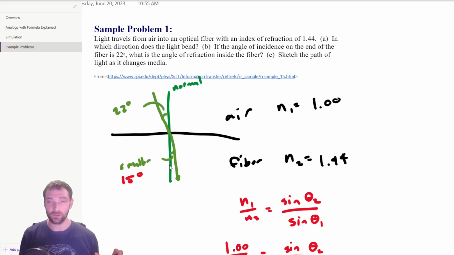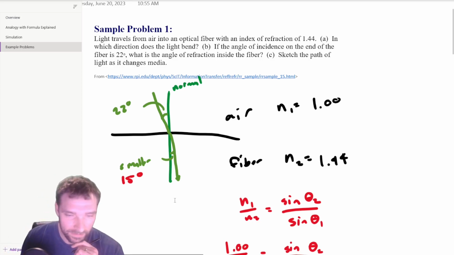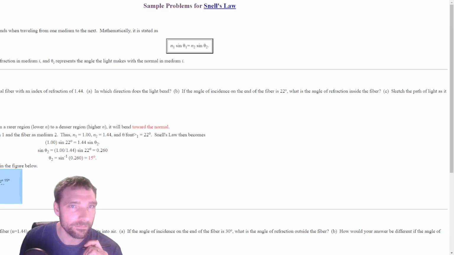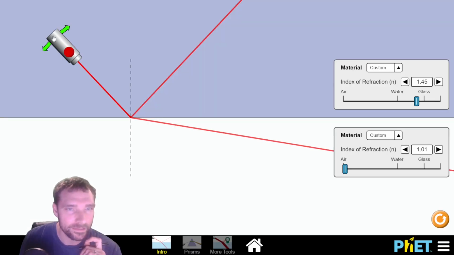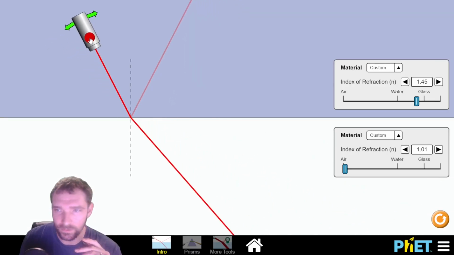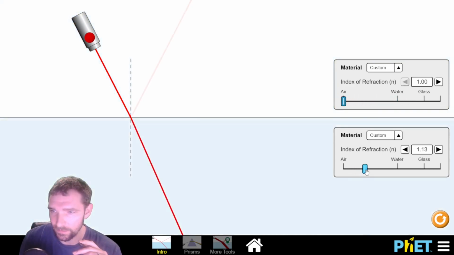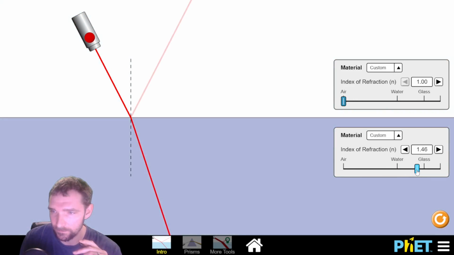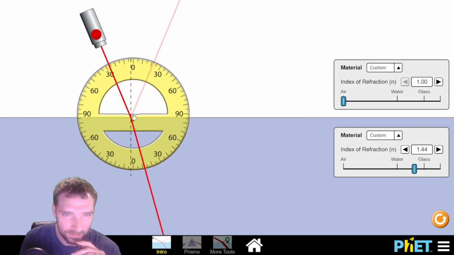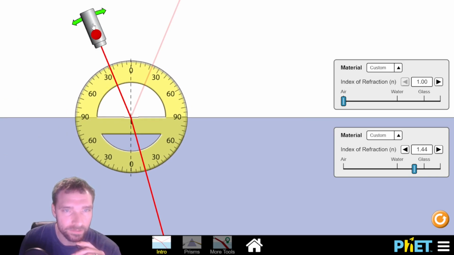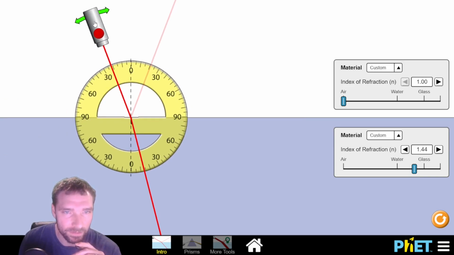So that's how I would go through one of these problems. And even if you wanted to, you could do this exact problem with the simulation where you have 1 and 1.44, and then you could even get the angle down to the 20-ish degrees or 22 degrees. I think it might end up messing this up a little bit, but I think that would be around there. And you can see, oh yeah, that's close.